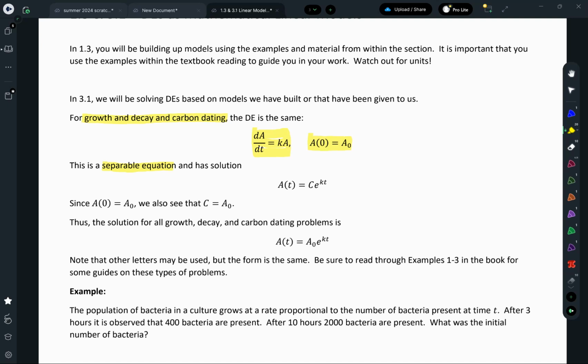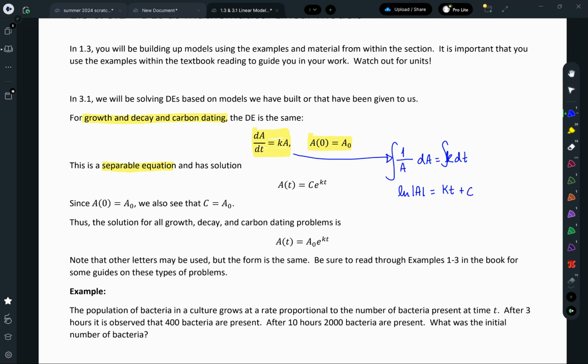When we separate and integrate, the intermediate steps that are not showing here and kind of make you think you just go to a memorized solution, the steps are to get all the A stuff on one side and get everything else on the other side. So that means we would get 1/A dA equals k dt. And then we would go ahead and put our integral symbols on and integrate to get the natural log of the absolute value of A equals kt plus C.